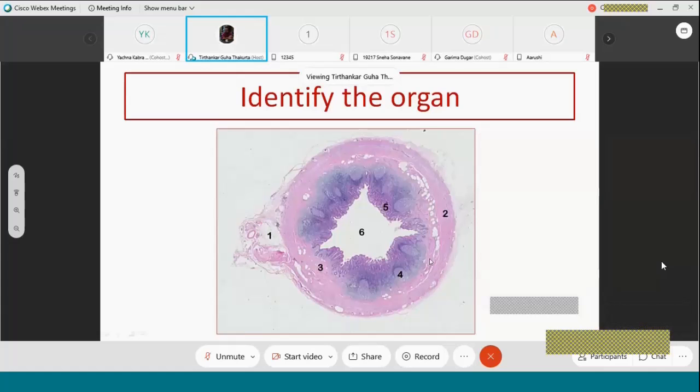What are these white things surrounding the labeling 2? These white areas, can someone say? What do these white things represent? Very good, fat cells. Goblet cells cannot extend there. This is an interesting finding. It's good that you asked.